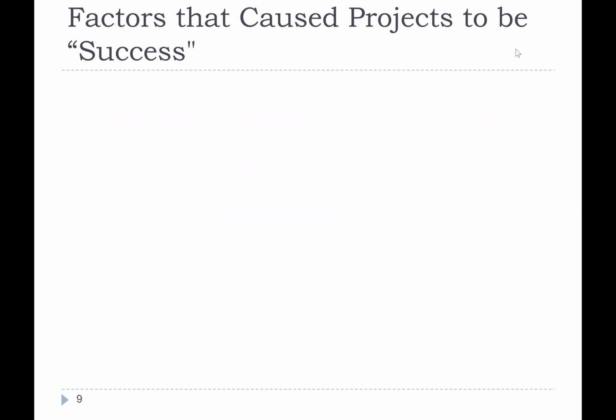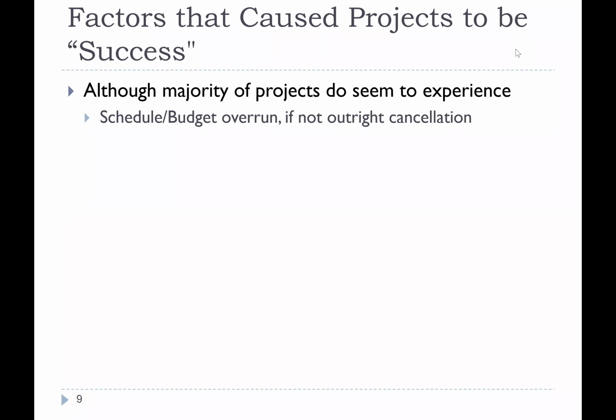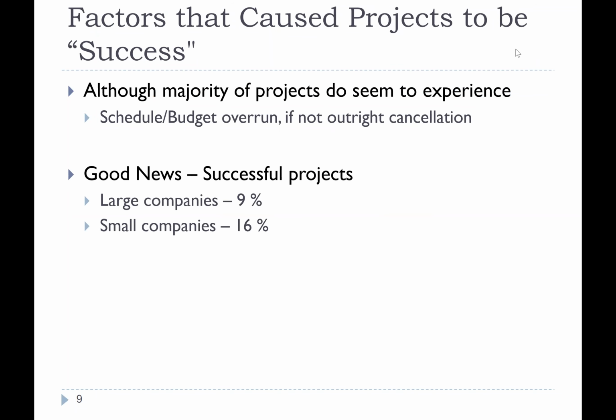Now look at the other side of the coin. What are the factors that lead to success? So although a lot of projects run into schedule and budget issues, if not outright canceled, the good news is that within the success factor, small companies have a 16% success rate. Larger companies have a 9% success rate.